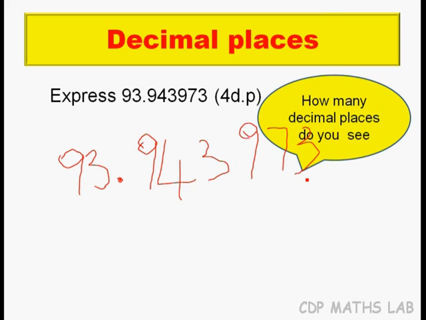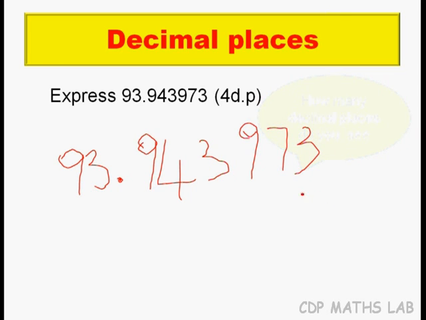But how many decimal places should we write it correct to? 4 decimal places. So we're going to remove that. Let's count again. 1, 2, 3, 4, 5, 6. So where are we going to put the line? After the 4th digit. So 1, 2, 3, 4. So here is the 4th digit, which is 9. So 9 is the 4th digit.